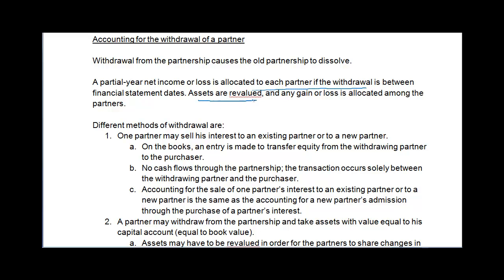And then we may also revalue the assets, depending on, again, what the partnership agreement spells out as the formula for a partner leaving. We would revalue the assets, allocate a gain or loss to the partners according to whatever formula is in the agreement, and that would go into their partnership accounts, or their capital accounts, and so on.